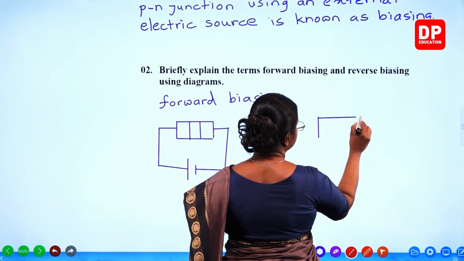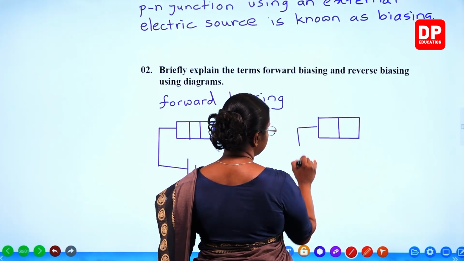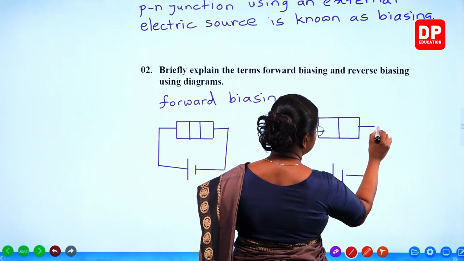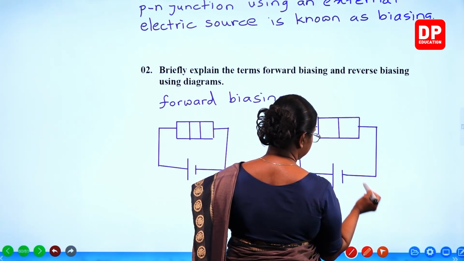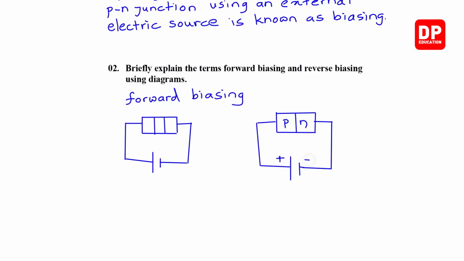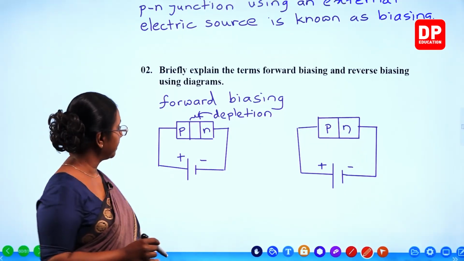Then we have the same PN junction. So here PN. So this is P and N, and this part is the depletion layer. So when you connect it this way, what happens?